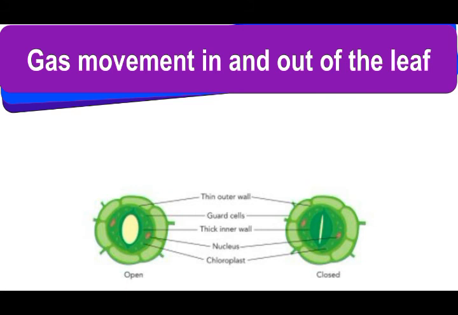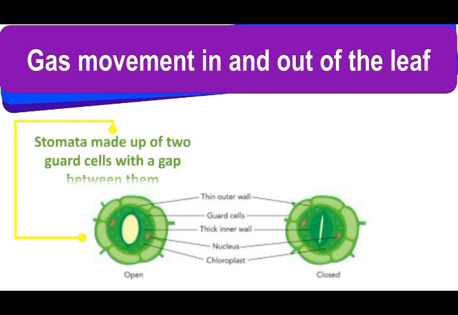Like I said, in science it is really important to make a diagram to make our mind simpler to think about and understand what we should learn. So here we should learn about the movement of opening and closing of the stomata. Stomata, as you see here, consist of thin outer walls and guard cells, thick inner walls, and after that the nucleus and also chloroplast. It's really important for doing photosynthesis, taking in and taking out the gas.